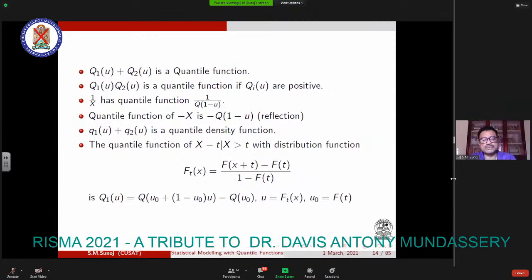If you sum two distribution functions or probability density functions, that is not necessarily a probability density function. On the other hand, in the quantile approach, the sum of both quantile functions as well as quantile density functions results in another quantile function or quantile density function. Now the quantile function of the residual random variable X minus t is given by Q1(U), and so all these things can be done. So in this sense, this approach works as an alternate approach, and apart from that, it also provides some interesting and novel properties that are not shared by the distribution function approach.